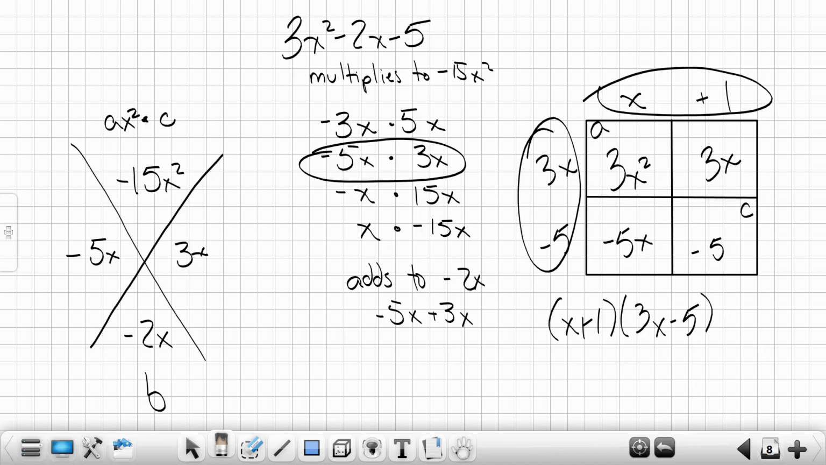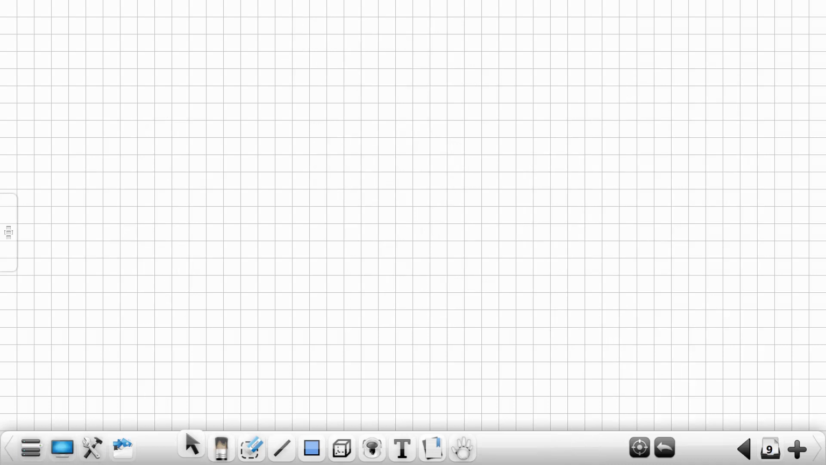Okay, guys, we could double check here. We don't need to do this in our papers. That 3x squared, then negative 5x plus 3x, does that make negative 2x? And then minus 5, right? So there we go. That's the method we're supposed to know. So we can do it this way.